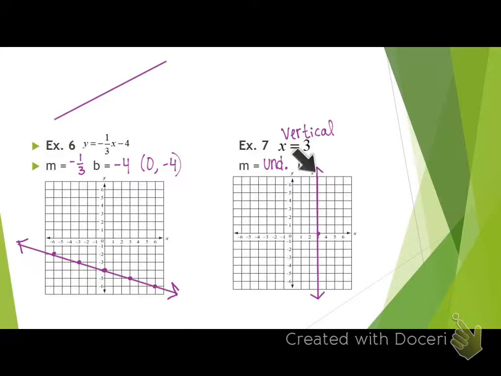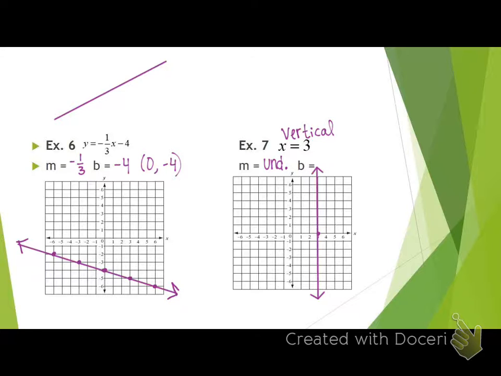I like for my arrows to stick up off of the graph at the top and the bottom. That makes it really obvious where that line is, especially if you're just drawing lightly in pencil on top of a graph. If you don't go off of the graph, it might be hard to see where it is. Questions about graphing the line or about the slope of that line?